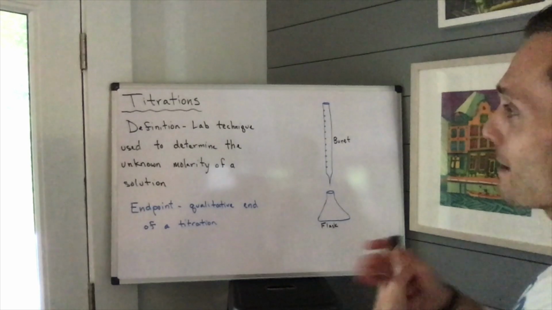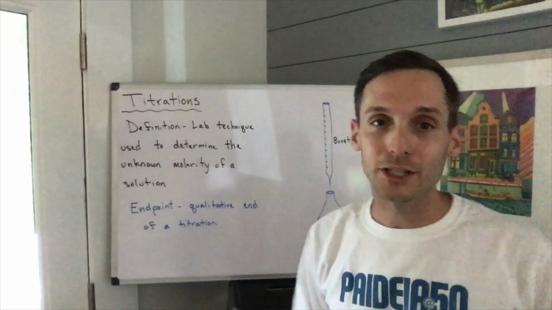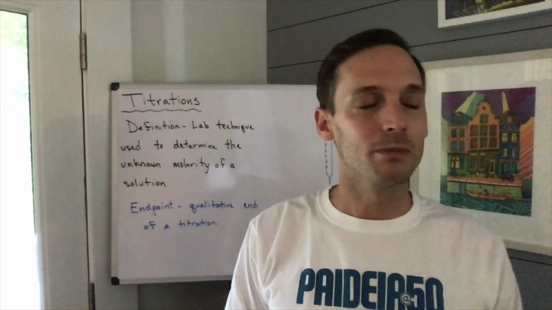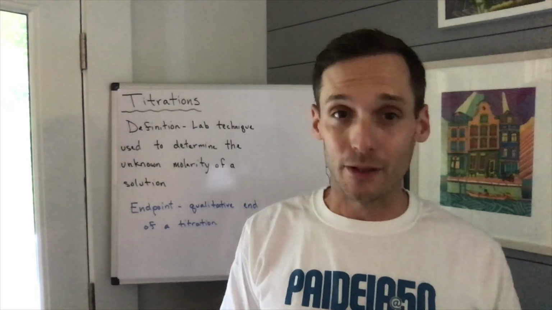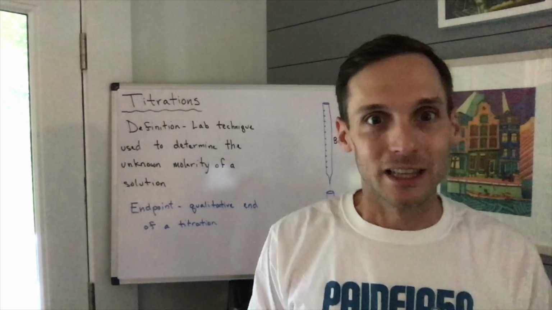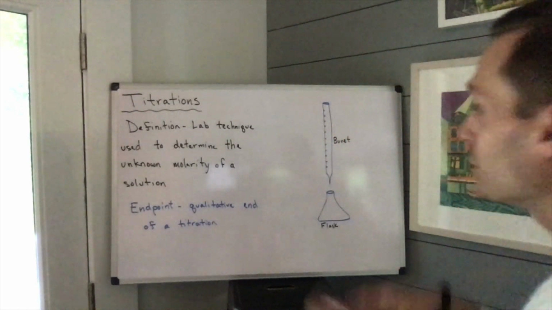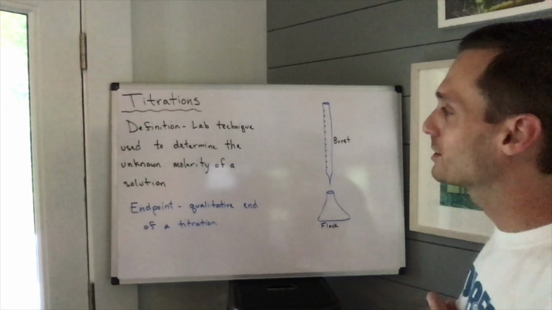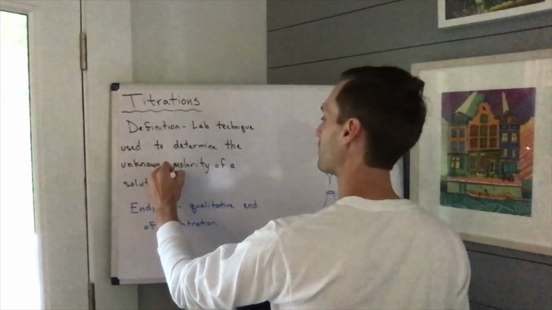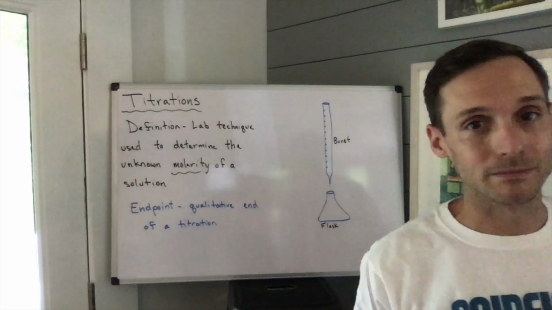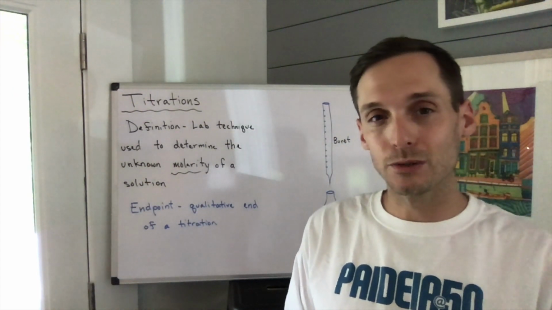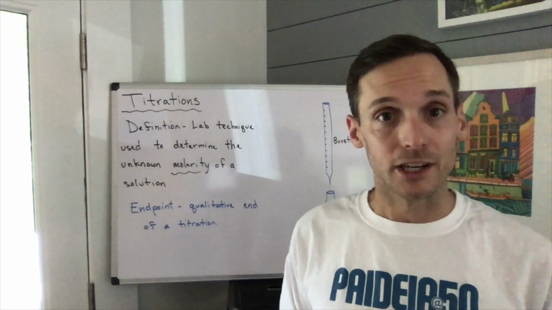All right, so this lab technique that we're going to talk about is called a titration. This is just so widely used in chemistry that it would be a huge disservice if we got through an entire year of chemistry and didn't mention titration. So it'll be the last thing we do. In general, the definition of a titration is just a lab technique that is used to determine the unknown molarity of a solution. Okay, so we have a solution, we don't know the concentration of that solution, so we use this technique to figure that out.